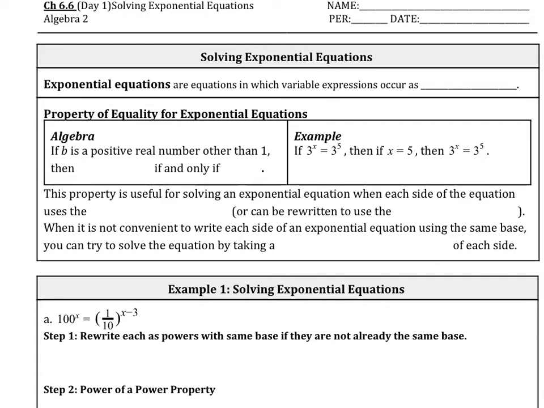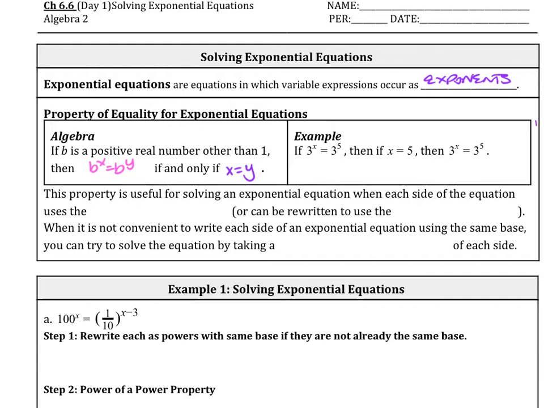Chapter 6.6, we're looking at solving exponential equations. Exponential equations are equations in which variable expressions occur as exponents. So here's a property of equality for exponential equations. If b is a positive real number other than 1, then b to the x equals b to the y, and that's true if and only if x equals y.